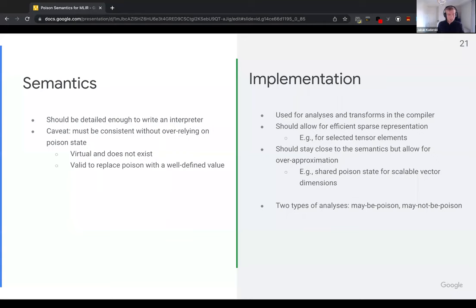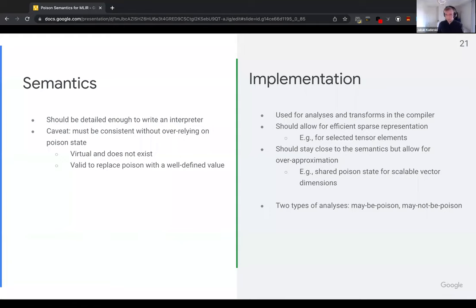But the caveat is that this poison bit that I'm talking about is virtual. It doesn't really exist. So the way we define semantics, we have to be careful about it so that we don't over rely on the poison state. For example, we cannot say that an addition of X and poison is always 42, because if we substitute poison with some well-defined value, we cannot guarantee that we're going to return 42 in these cases. We cannot tell it apart from other well-defined cases.